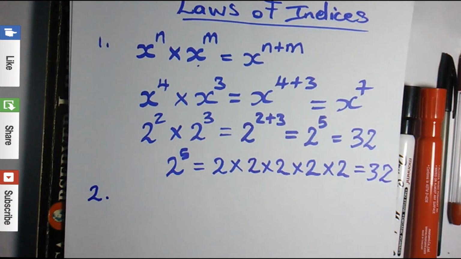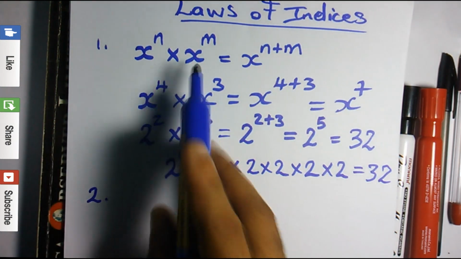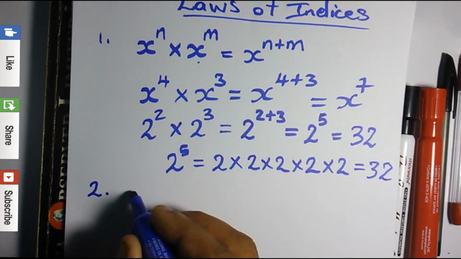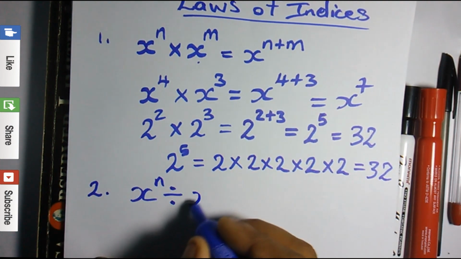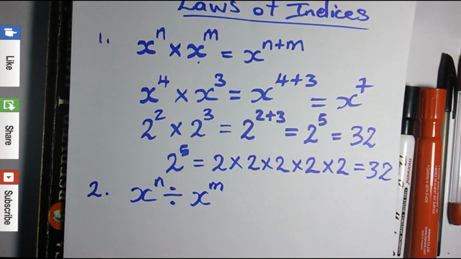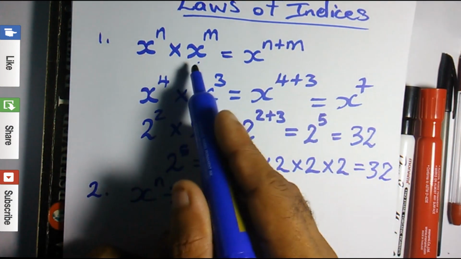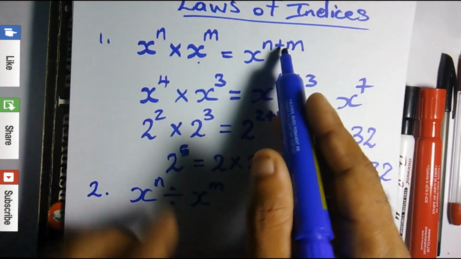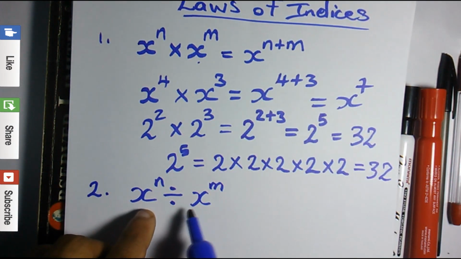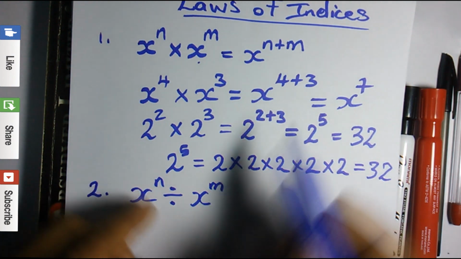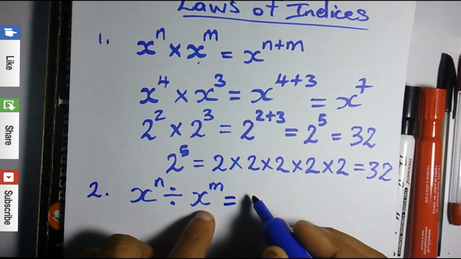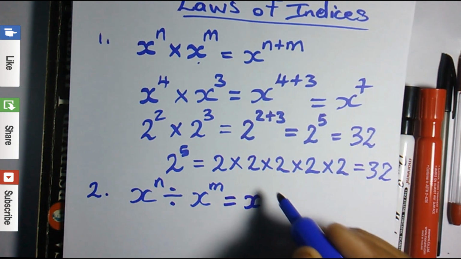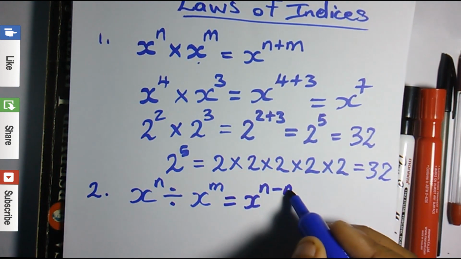Law 2 is basically the opposite of this one. Whenever we are dividing and the bases are the same, we subtract. As I said, it's the opposite. When we multiply and bases are the same, we add the powers. With this one, we divide and bases are the same. What's the opposite of addition? Subtraction. So in this case, we subtract the powers or the exponents. So it would be x to the n minus m.